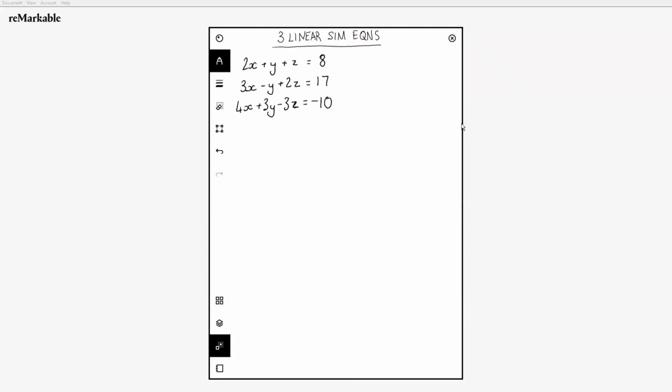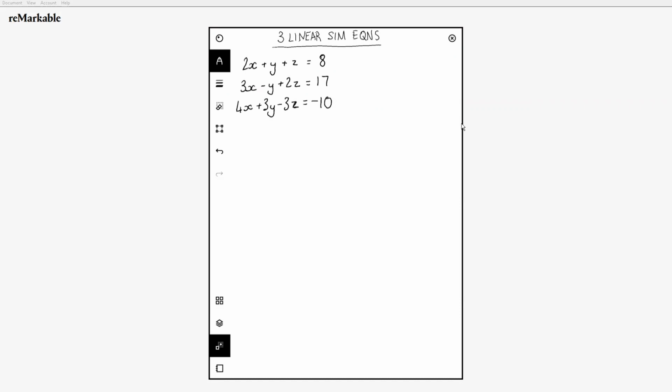Hi everyone, today we're going to be going over how to solve 3 linear simultaneous equations. If you've seen my video on how to solve 2 linear simultaneous equations, then it's a very similar method, except we just have an extra step involved really, but it's all the same principles.